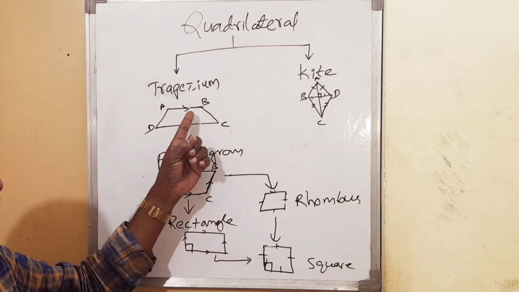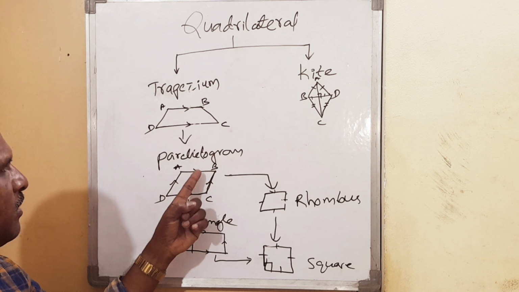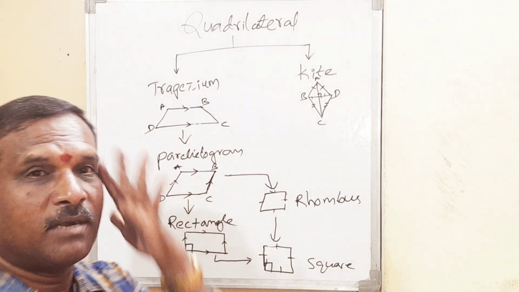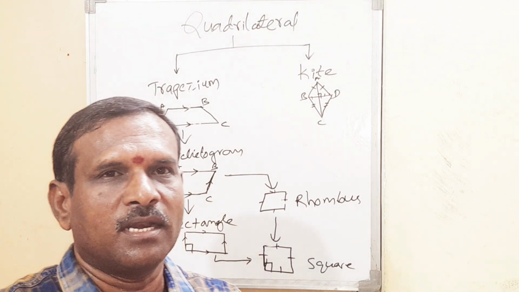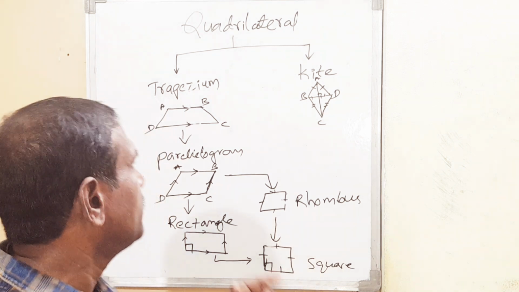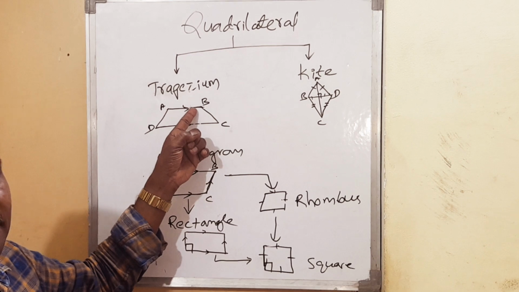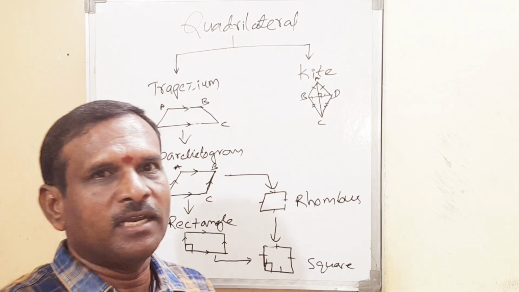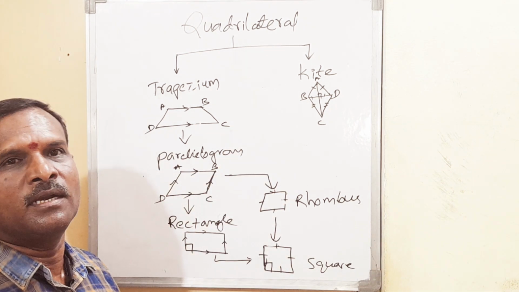Because if you take trapezium, one pair of opposite sides should be parallel. In parallelogram, one pair is parallel and another pair also parallel. But here we are checking if one pair of opposite sides are parallel, we can say it is a trapezium. So parallelogram is a trapezium, but trapezium is not a parallelogram. Now we are very clear. The down one can be the upper one, but the upper one cannot be the down one.